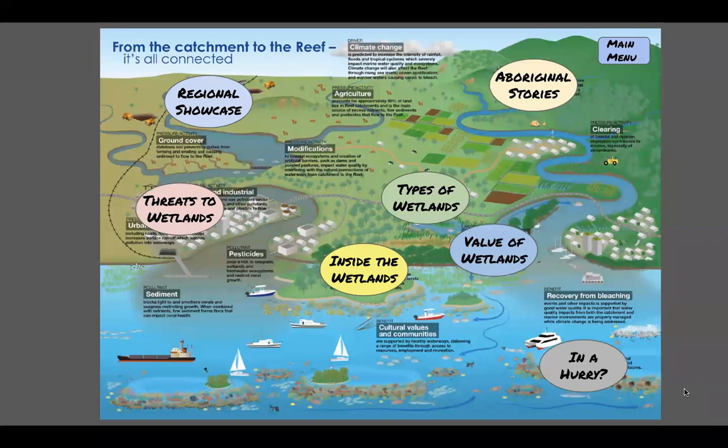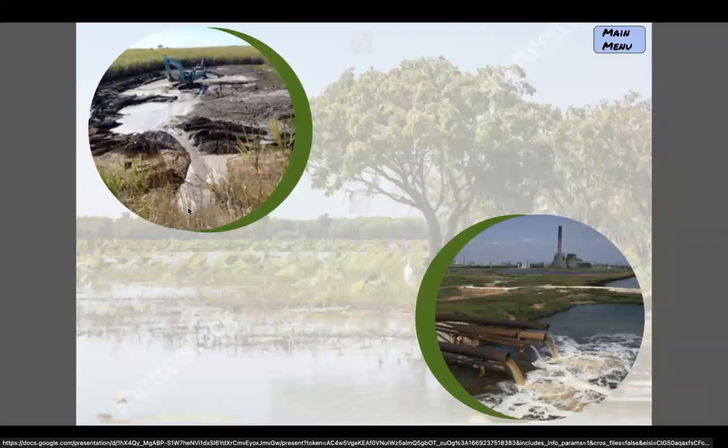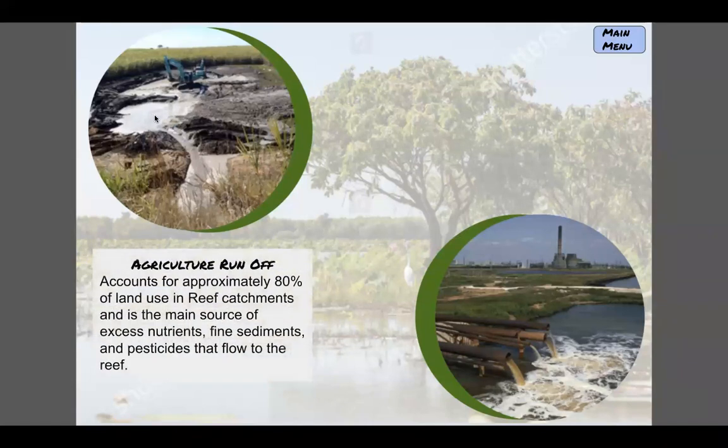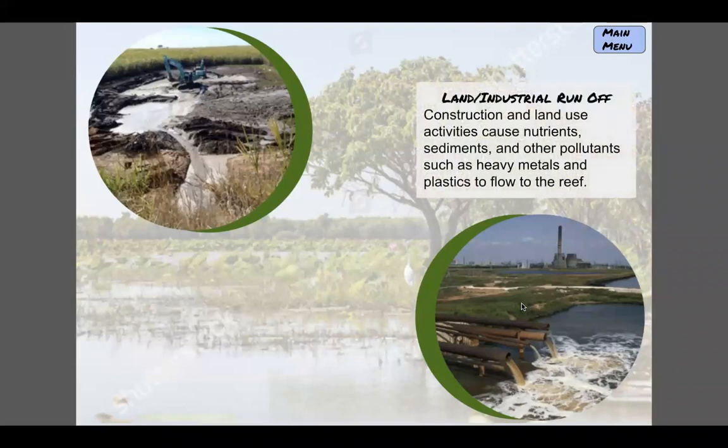You can go back to the main menu at the end of the video or by touching the main menu button. They can go through and they can see threats to the wetlands. If they click here, they'll see these pictures. People want to touch the pictures. So they touch the picture and it pops up agricultural runoff. This will be, again, audio. There would be haptic feedback when they touch the screen. And the words here are for those who are hearing impaired to read. They also want to know what this picture is, and it's land and industrial runoff. They learn about this as well.